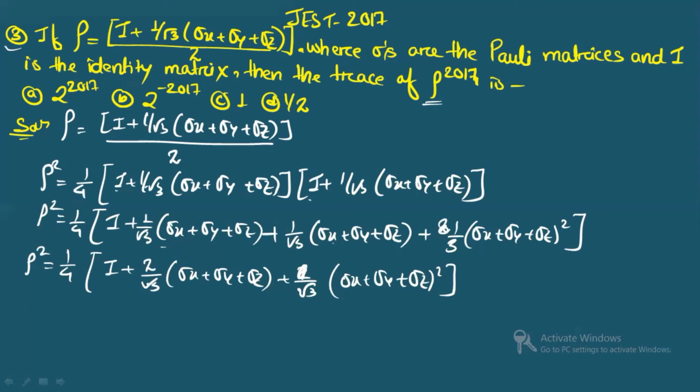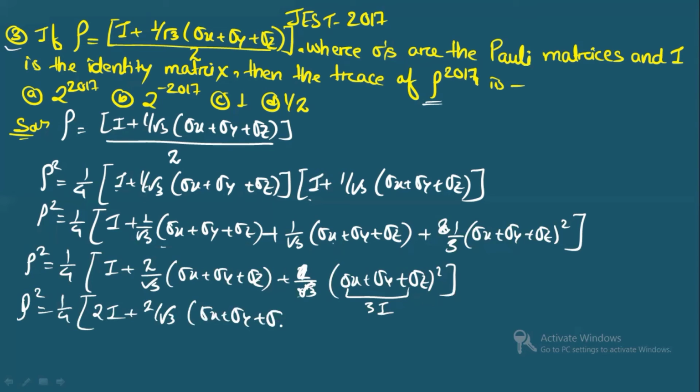Okay, now you will do here, you know the value of this. If you have read the Pauli matrices, you know the value of sigma x plus sigma y plus sigma z whole square is 3I, right? So finally, you are getting here this is 1 by 3, okay? 3 and 3 will cancel. So it will be just I. So you will get it to be 1 by 4. This will give you just I, the value is 3I. So 3 and 3 will get cancelled and you will have just I. So I plus I is 2I plus 2 by root 3 sigma x plus sigma y plus sigma z.